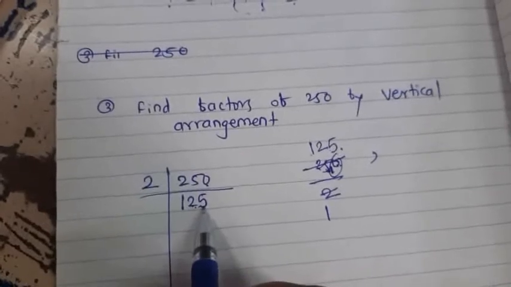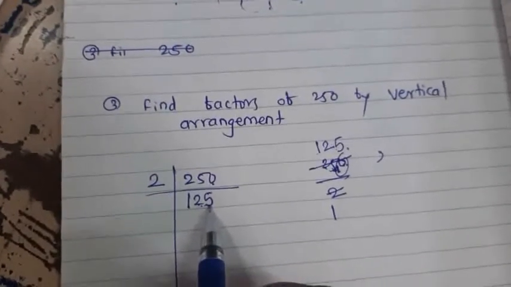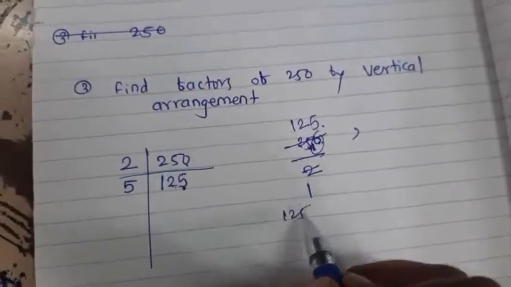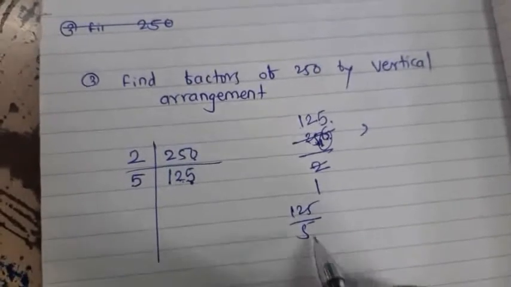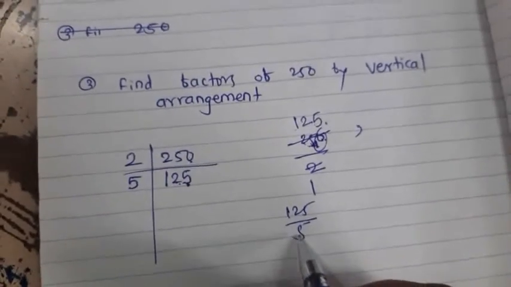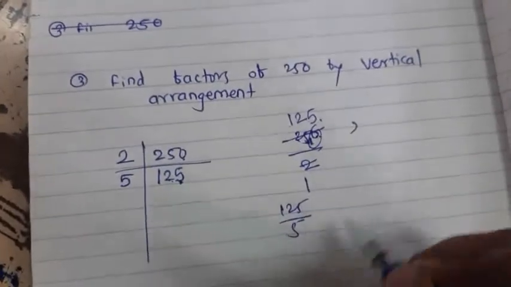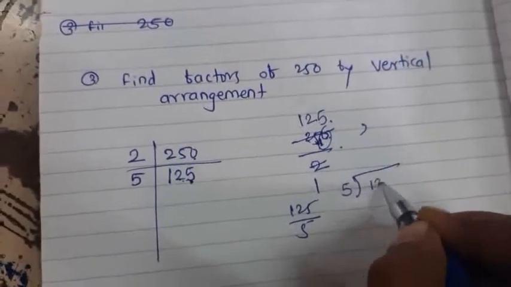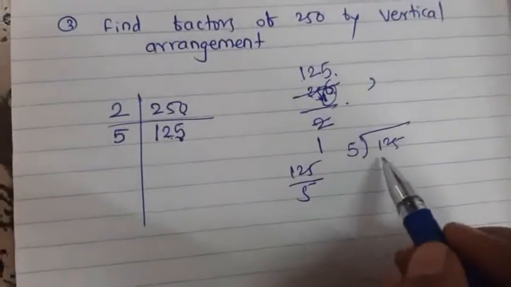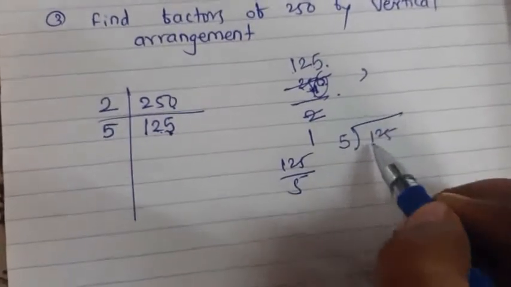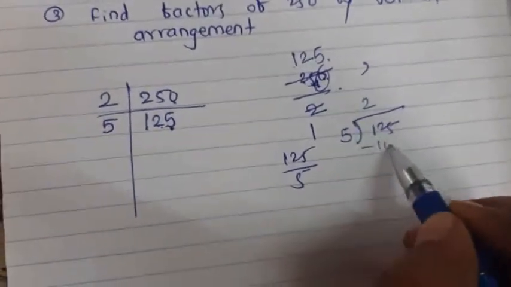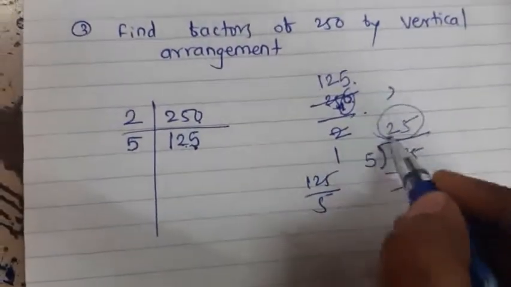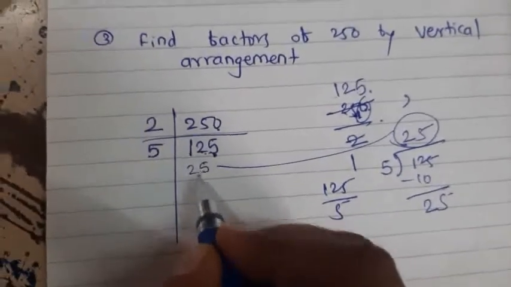As at the unit place 5 is present, this number is divisible by 5. So we will take here 5. So 125 divided by 5. What will be the answer? For this also you can follow the same method. Otherwise, if you did not understand this, directly just do like this, simply 125. So simply you can use this method. 5 twos are 10, 2 will remain, 5, so it will be 25. So the quotient is 25, take it here.